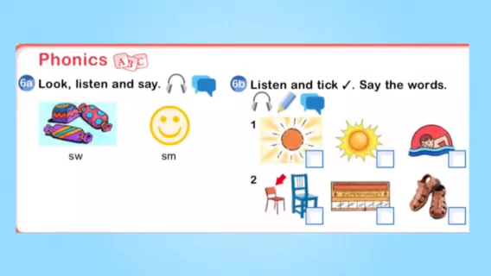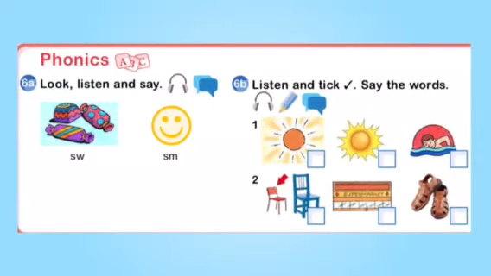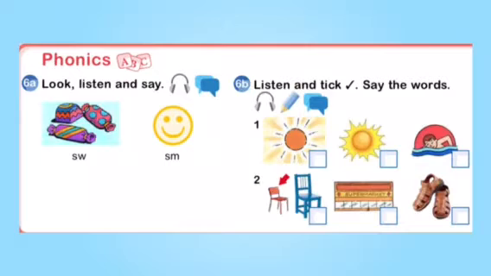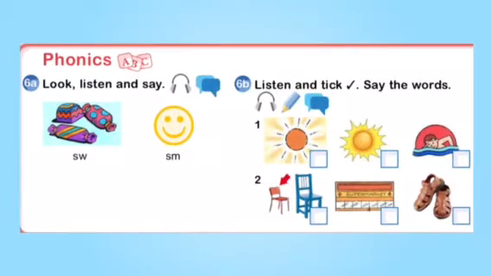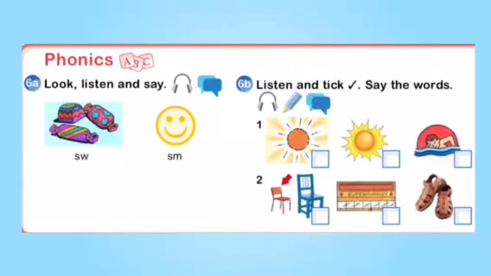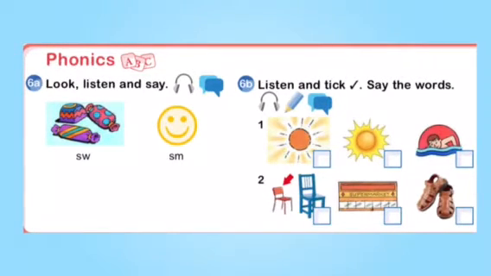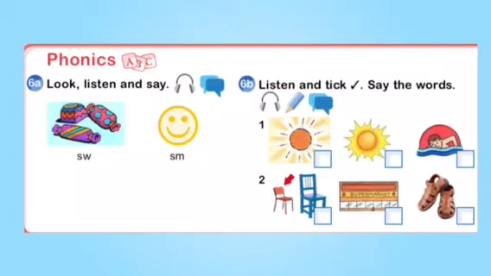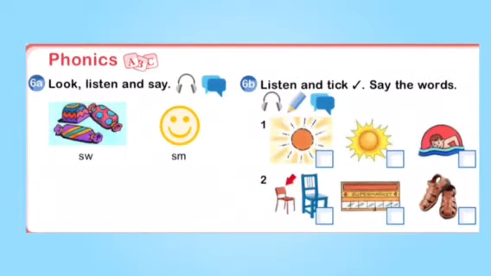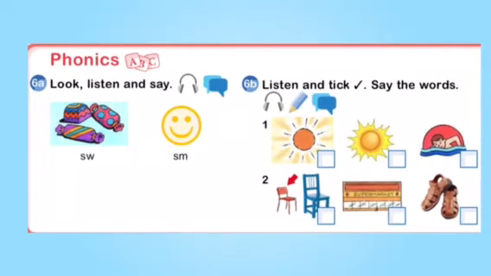Number 1, we want the sound swa. The first picture, we have summer. The second one, sun. The third one, swim. So which one has the swa sound? Is it summer, sun, or swim? The second one, sma, sma, sma. Number 1, we have small.